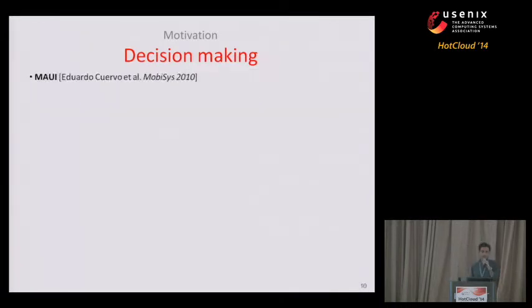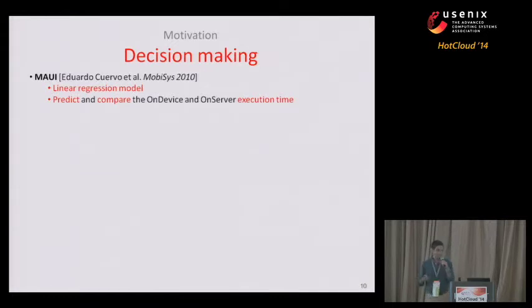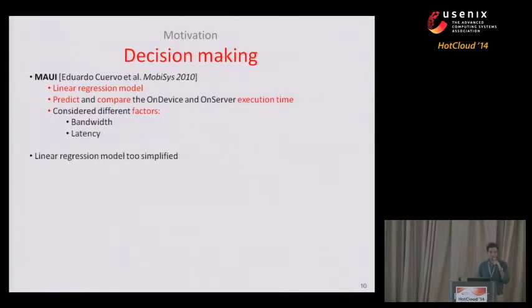On the other hand, the MAUI paper is a very good paper for computation offloading. They have come up with a better approach. What they did here is that they came up with a linear regression model. So they try to predict and compare the on-device and the on-server execution time based on a linear regression model. And they have considered many factors in addition to the size of the data. They have considered the bandwidth and the latency between the mobile device and the server.